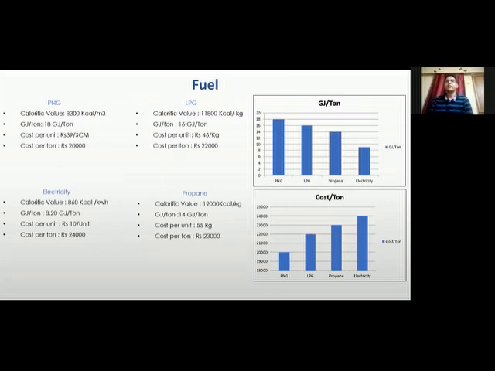So, first is the fuel. We have compared four types of fuel, that is PNG, LPG, electricity, and propane. We categorized them in four types, that is the calorific value, gigajoule per ton, cost per unit, and cost per ton. If you see the gigajoule per ton, the PNG requires a very high gigajoule per ton.